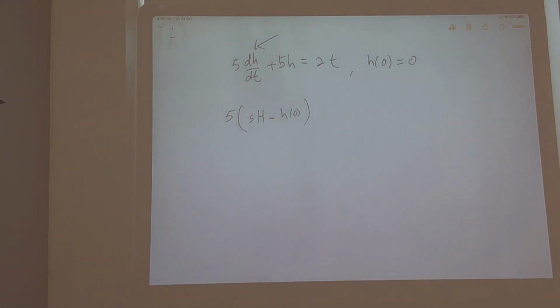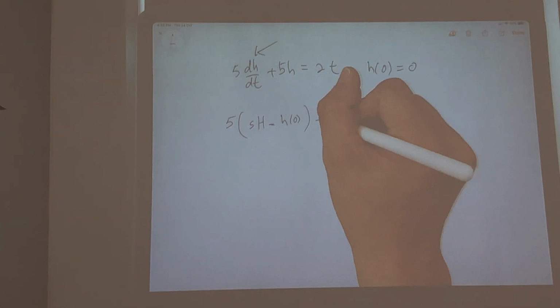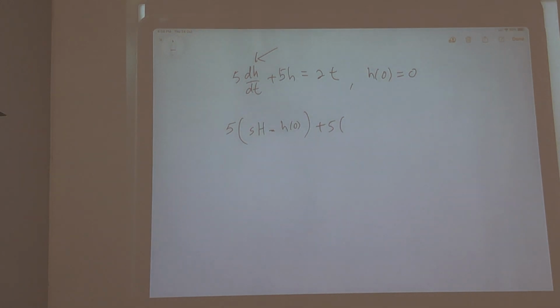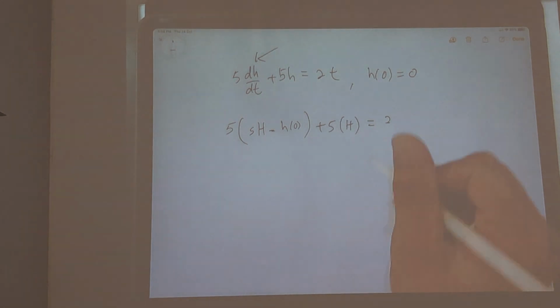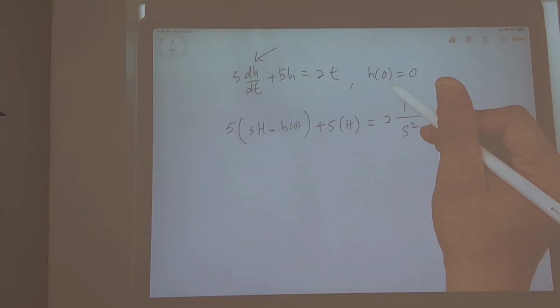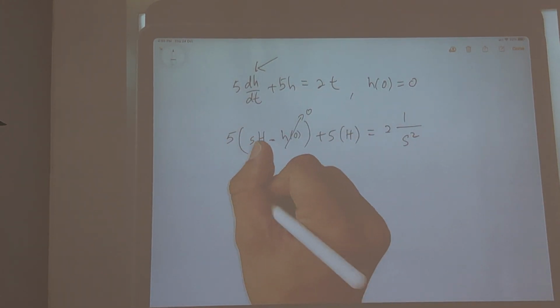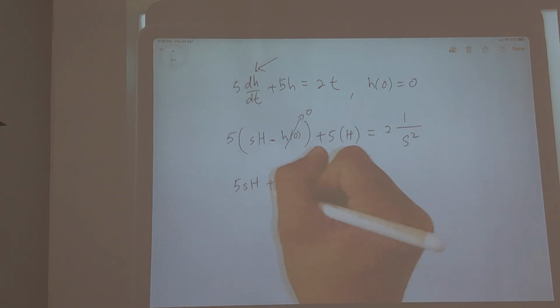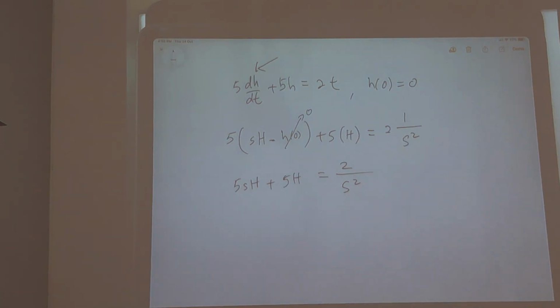You always need to refer to this table, alright? So dh/dt equals this one. Plus 5, h becomes capital H. 2t becomes 1 over s to the power of 2, so we can always write it as 2 on the top. And because h(0) is 0, I take this one as 0. What is left on this side is 5sH plus 5H equal to 2 divided by s to the power of 2.